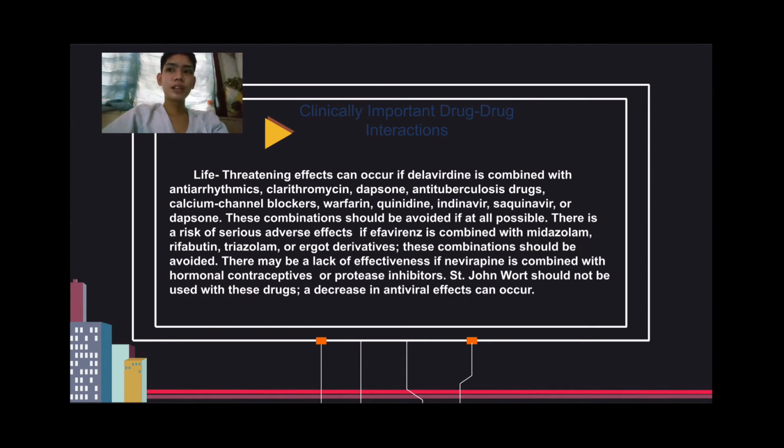Clinically important drug-drug interactions. When we take delavirdine, there are drugs that should not be combined with it because it can lead to life-threatening effects. Also, St. John's wort should not be used with these drugs, as a decrease in antiviral effects can occur.